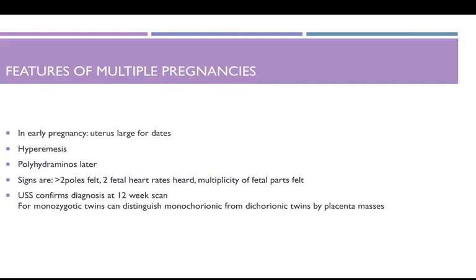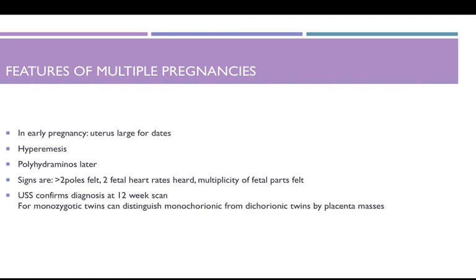Okay, so the features of multiple pregnancies. In early pregnancy, the uterus is large for dates. You're more likely to have hyperemesis gravidarum in multiple pregnancies. You get polyhydramnios later. Signs: you can feel two pulses, or two fetal heart rates are heard. And an ultrasound scan at 12 weeks can confirm whether you have multiple pregnancies.